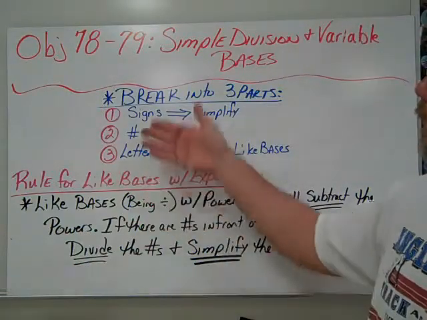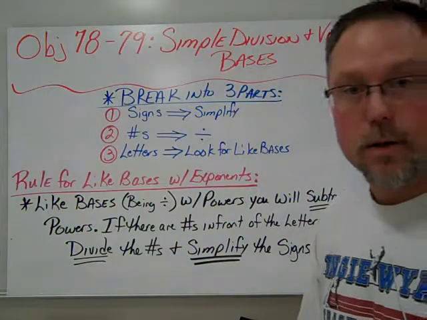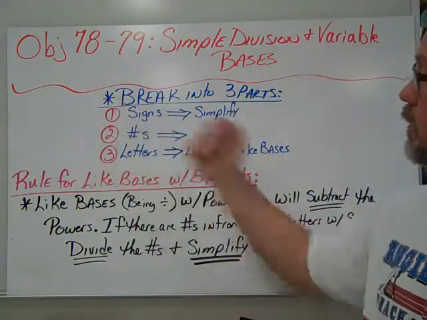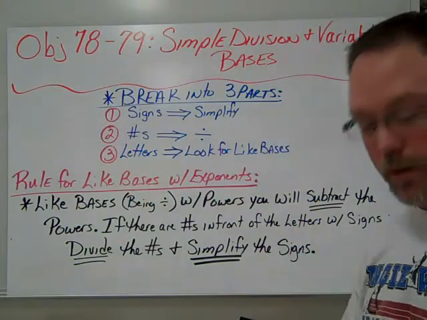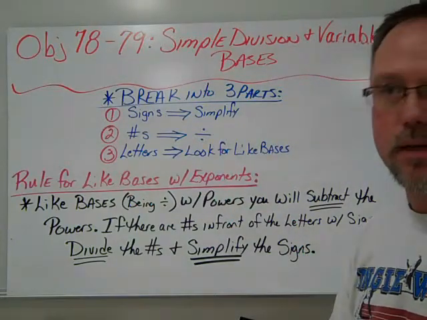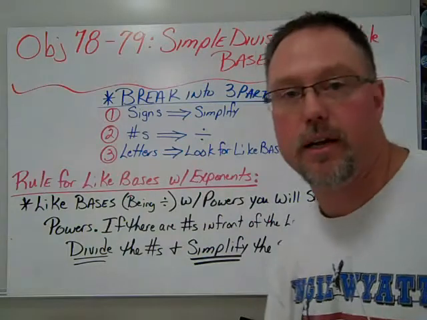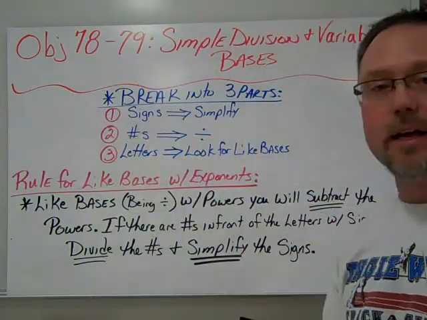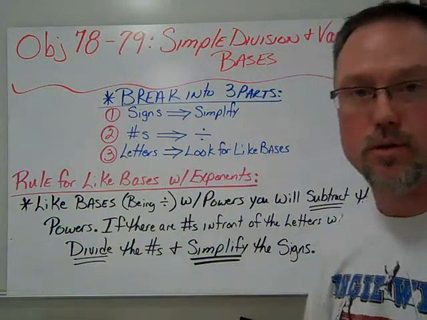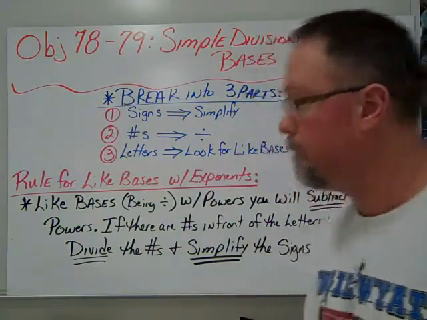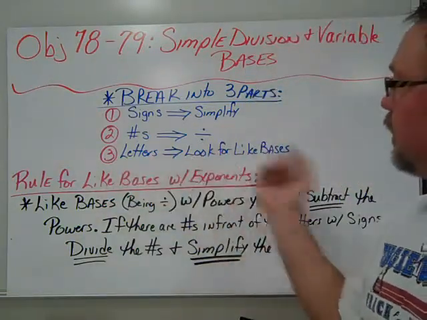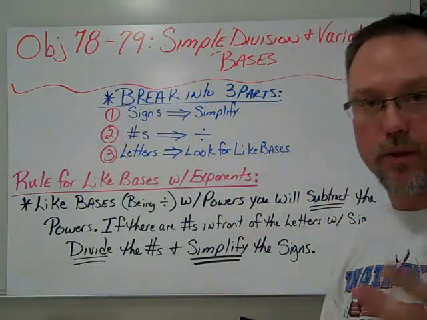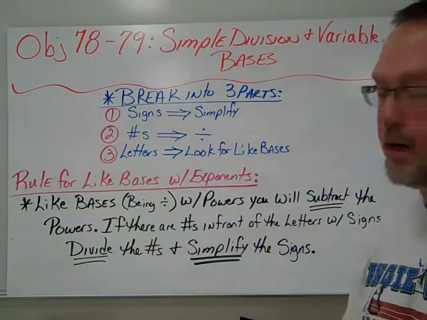So we're going to start off with what was talked about in the last video, and that was break into three parts. Again, we're going to look at the signs, simplify them. Odd number of negatives, negative answer; even number of negatives, positive answer. For the numbers this time, now that we're dividing, we're actually going to divide, so we're reducing. You can think of it as fractions a little bit. Third one is letters. Again, we're looking for like bases. Those are the only ones that we can combine the powers with. In this case, we're going to subtract the powers when we get to it.